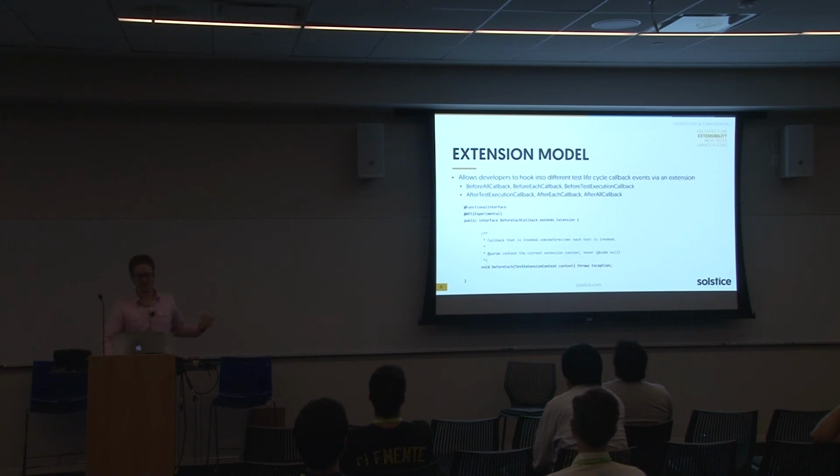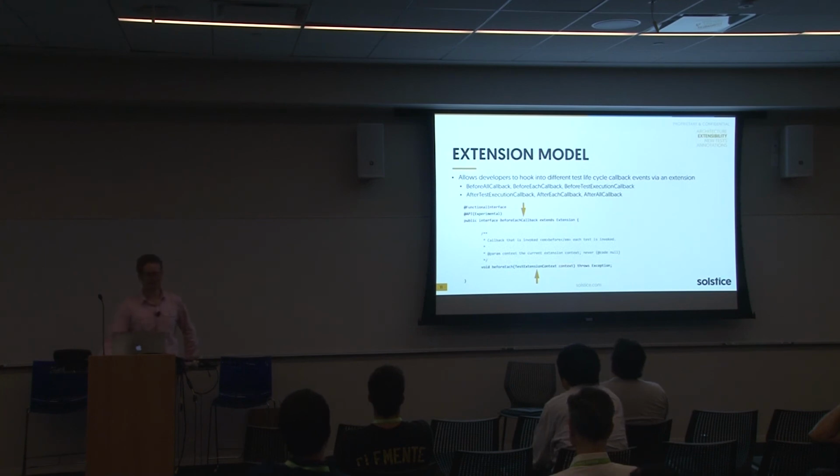Each of these extension points is just an interface that you implement on top of some sort of extension model. In this case, it's the before each callback. And you implement before each, and you can do whatever you like in there. One thing that's really important to note is that these need to be stateless, because JUnit 5 cannot guarantee when extensions are created and garbage collected.